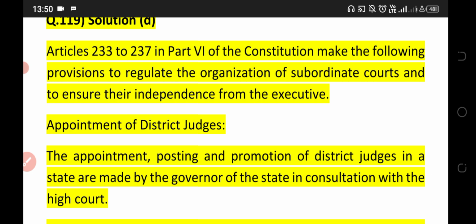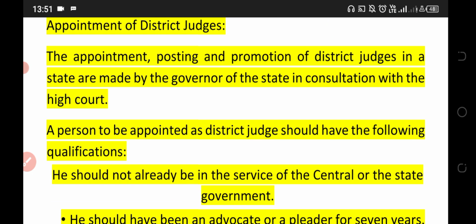Let's see, Articles 233 to 237 in Part 6 of the Constitution make the following provisions to regulate the organization of subordinate courts and to ensure their independence from the executive. Let's see one by one. First, appointment of district judges. The appointment, posting, and promotion of district judges in a state are made by the governor of the state in consultation with the High Court.